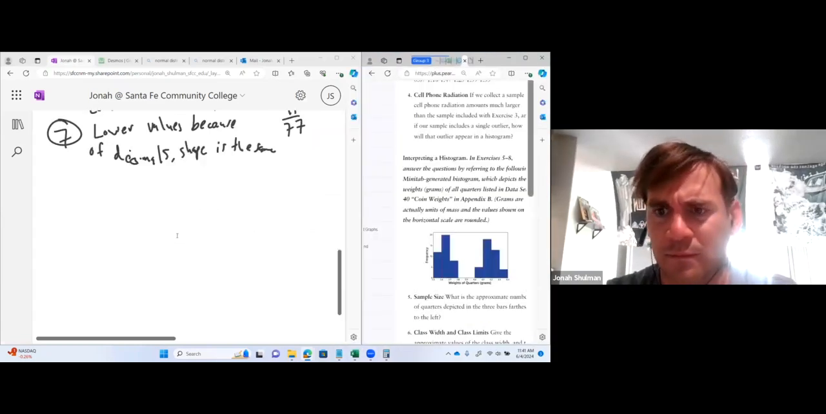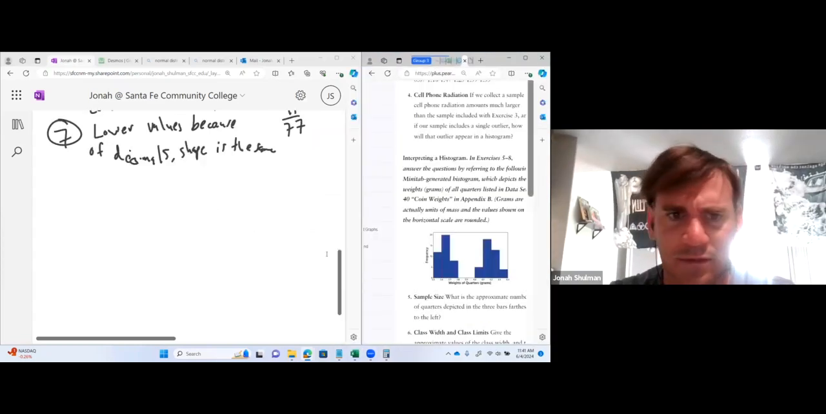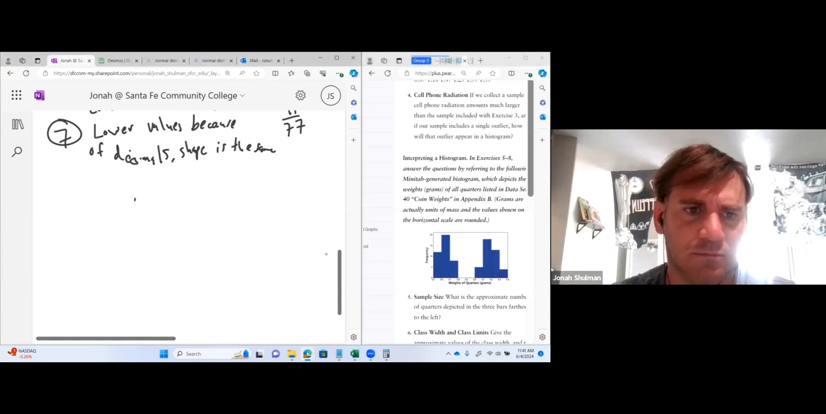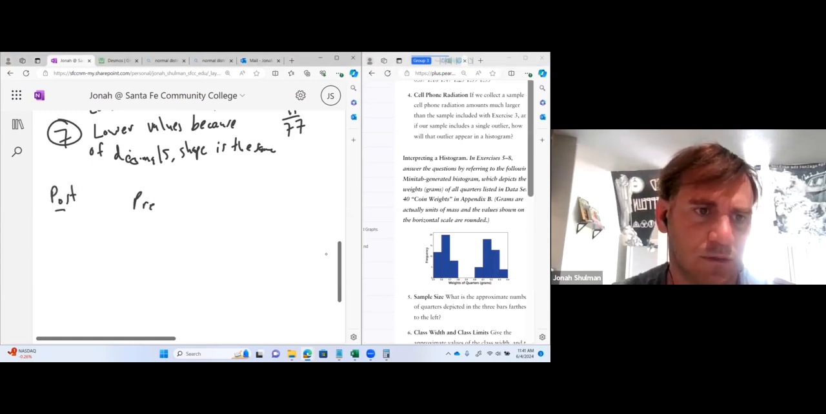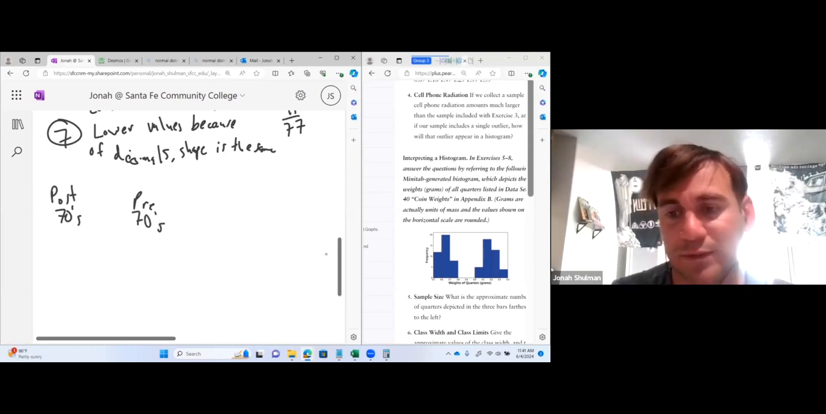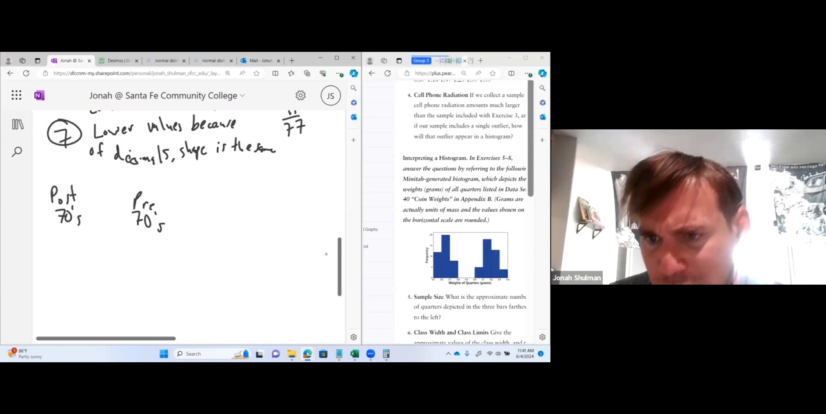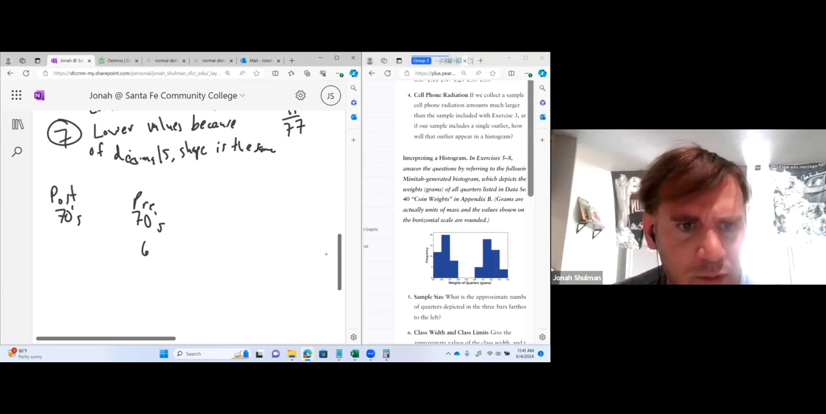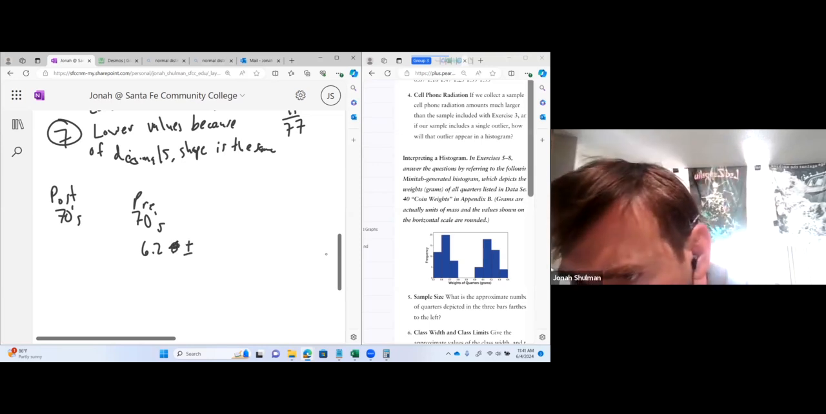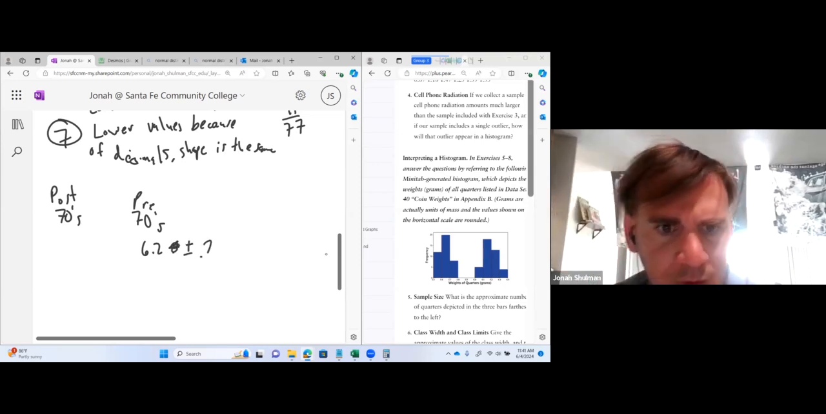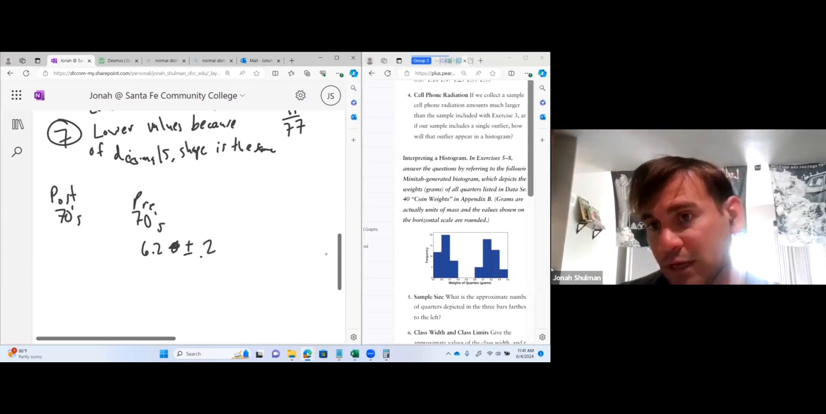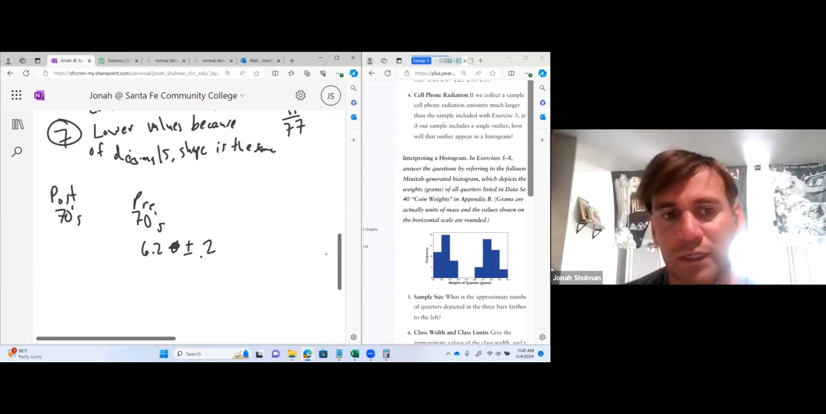So before a certain date, I don't remember what it was, but let's say this is like pre, and this is post 70s. Whenever they changed the quarter, right? They changed it at some point. They made it lighter. So pre-70s, the quarters were about 6.2 with a margin of error. So it could be either plus or minus 0.2. So they could be a little bit heavier or a little bit lighter because we're talking really small weights. So it's between that.